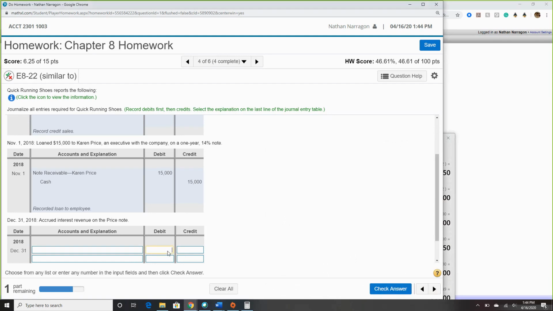This is also where they're trying to get you. Okay? So there's our numbers. Now we gotta input the account. So, here, since I'm dealing with interest, it will only be either interest receivable or interest revenue. Which one of those will I debit?